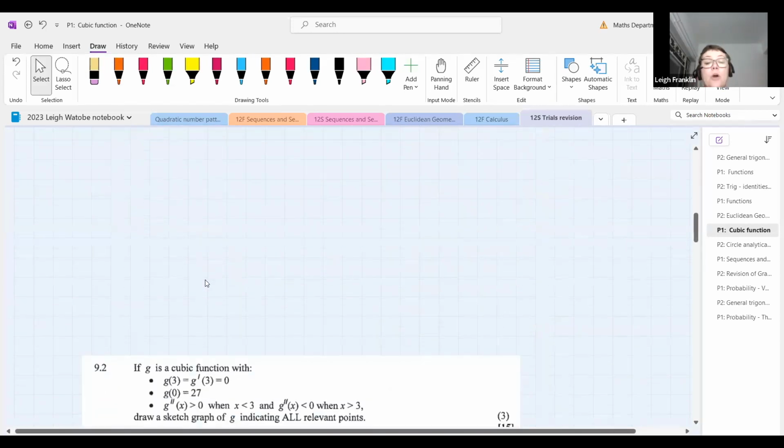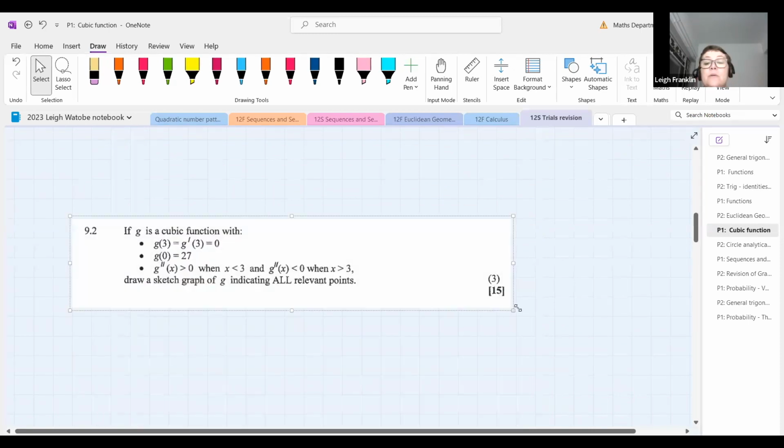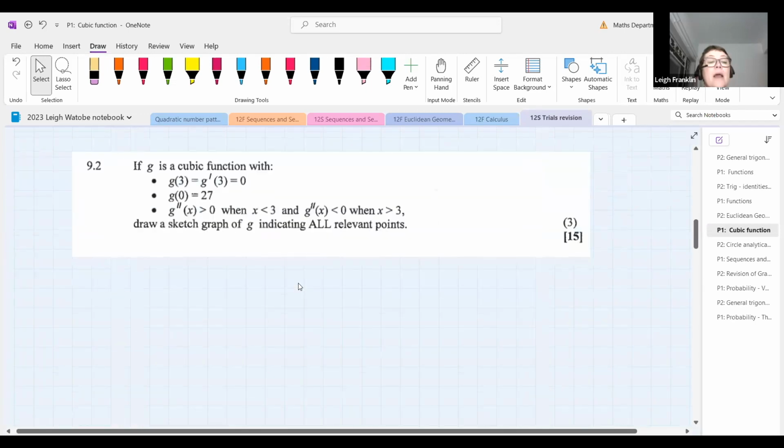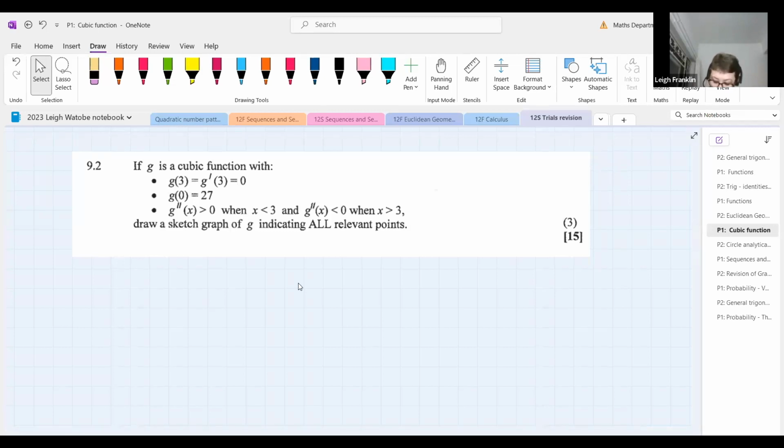Okay, let's go and have a look at another question that's also a little bit unusual. Let's just make this a little bit bigger for you guys. And in question 9.2, they give us the graph of g. They tell us that it is a cubic function. And then they give us some important information about g. First of all, they tell us that g of 3 equals g prime of 3 equals 0.